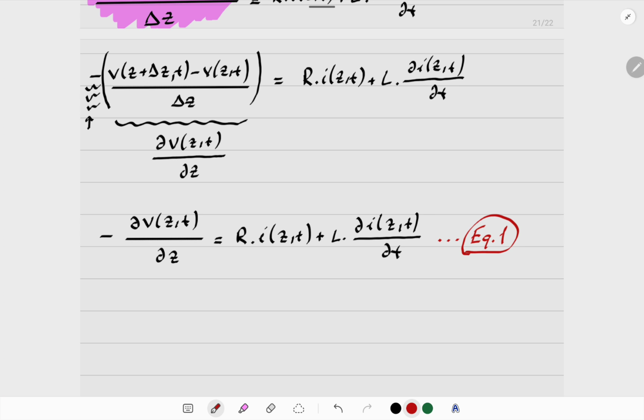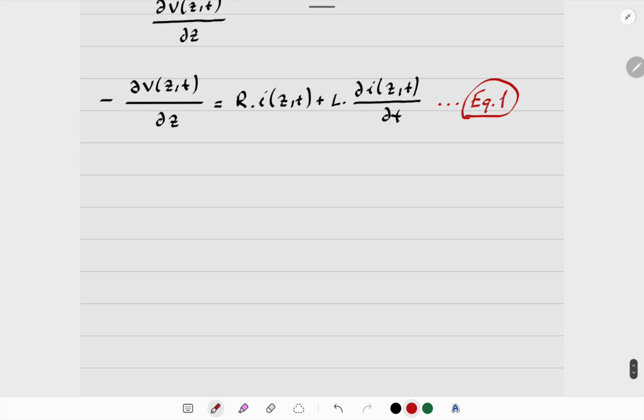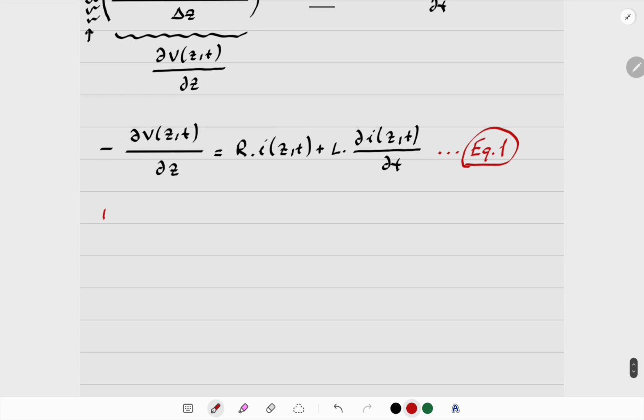And this is the first equation we need to get. And yeah, we are done with the KVL. We have completed the KVL equation part.